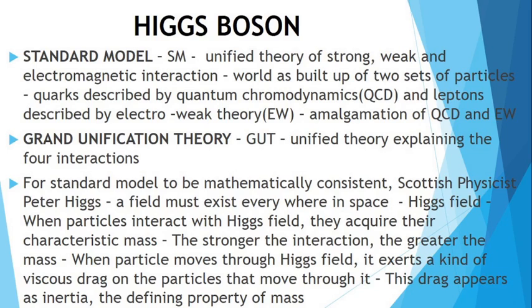So what happens when the particle moves through the Higgs field? This Higgs field exerts a kind of viscous drag on the particles, and this drag appears as inertia. And you know that according to Newton's first law, inertia defines the property of mass. Thus, the particle acquires mass. So when the particle interacts with the Higgs field, it acquires its characteristic mass. The stronger the interaction, the greater will be the mass of the particle.